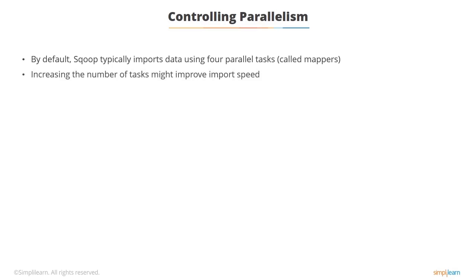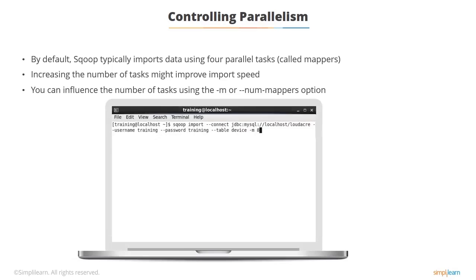Increasing the number of tasks might improve import speed, but note that each task adds load to your database server. You can influence the number of tasks using the -m or --num-mappers option. But Sqoop views this only as a hint and might not honor it. In the following screenshot, we set parallelism to 8.